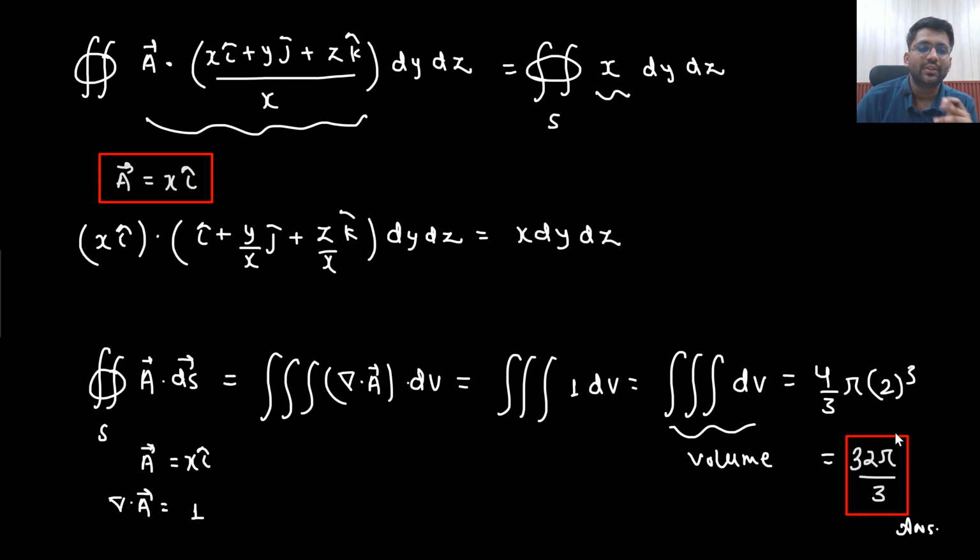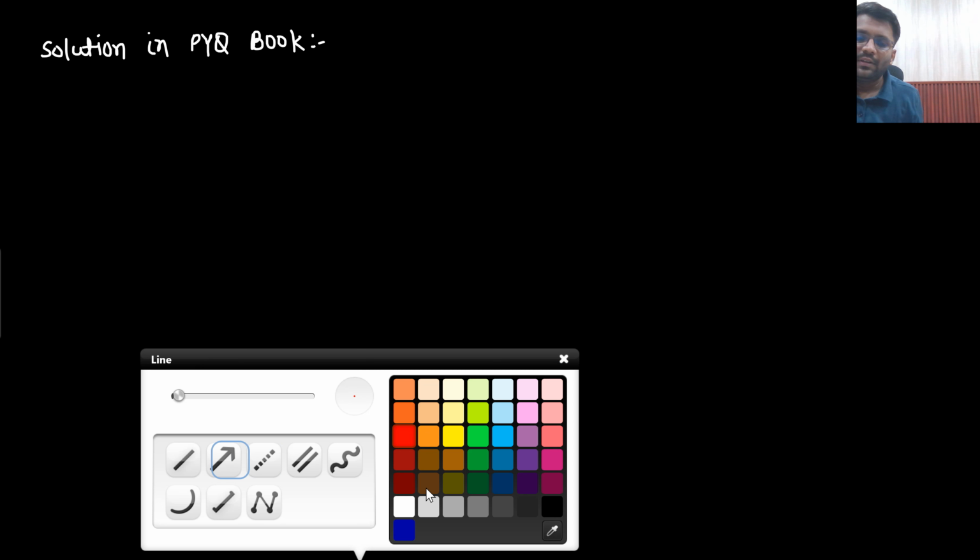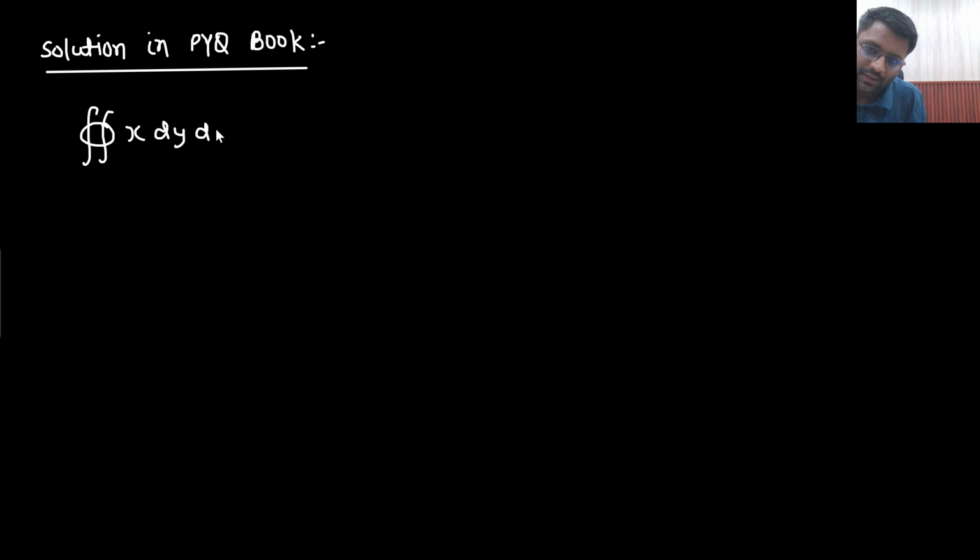How are PYQ books solving this question? The solution in the PYQ book, or in any other lecture series, you can see that everywhere this solution is given. What you are supposed to calculate is x dy dz, right? So what they have done is they wrote this down as x i cap, and then dy dz. From here we will make a conclusion, okay? Have some patience. I'm not mocking anyone here.